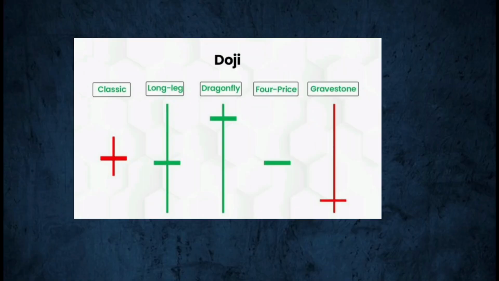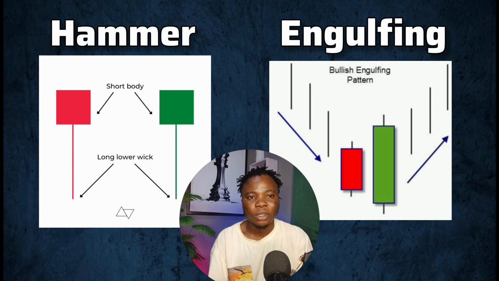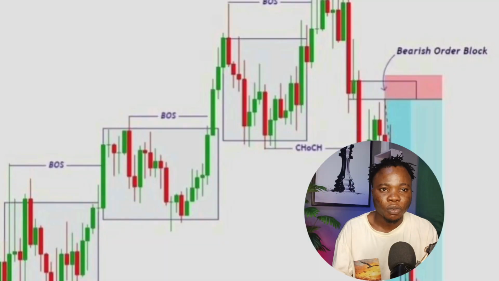Price action plus candle pattern. This one is all about reading candlesticks. You can read candlesticks like doji, hammer or engulfing to know whether the buyer or the seller is in control. Compare those patterns with market structure for better entry. This one, no indicator needed, just chart.